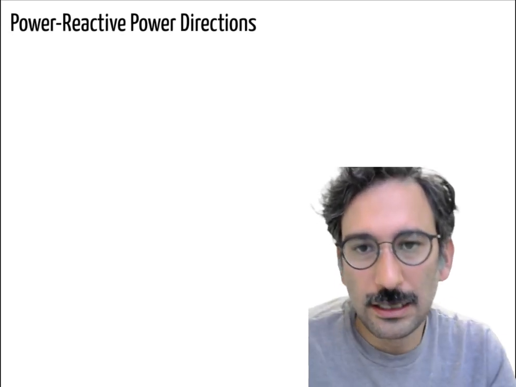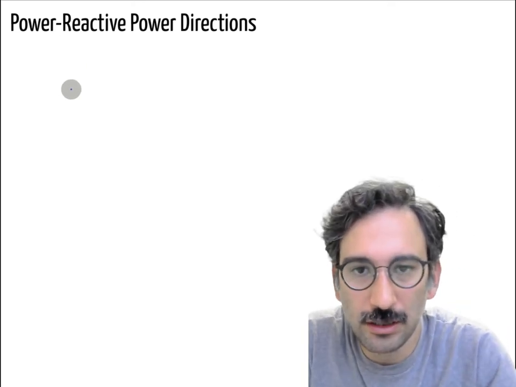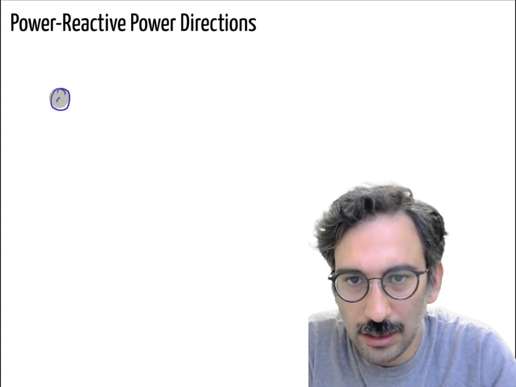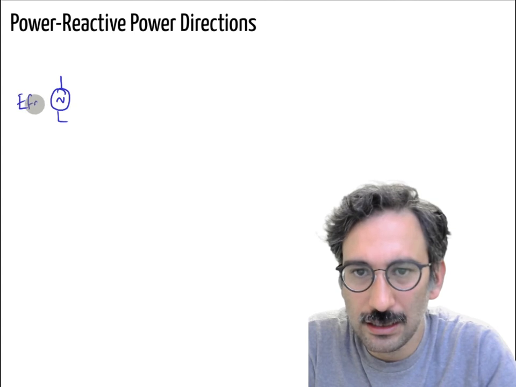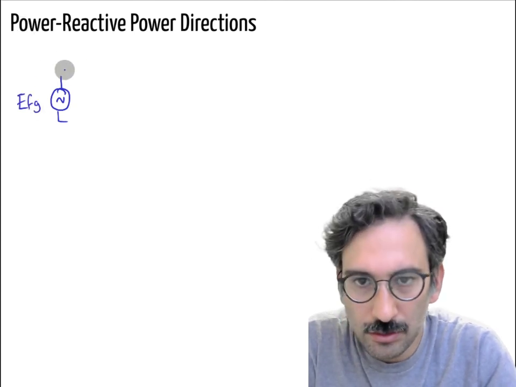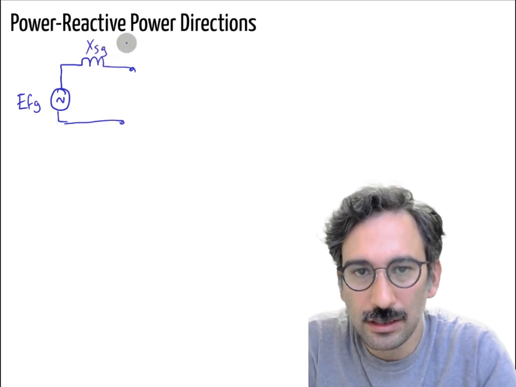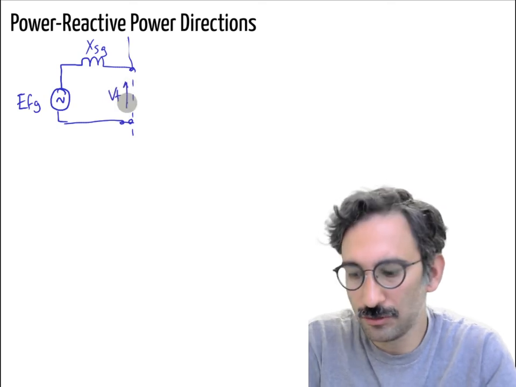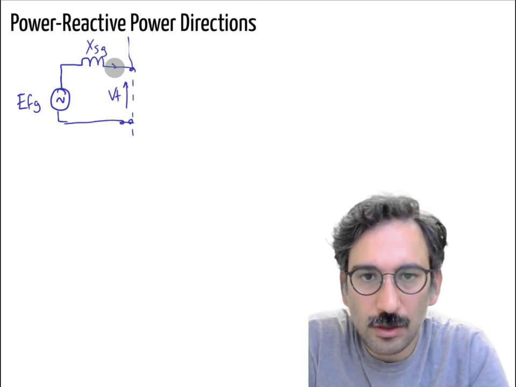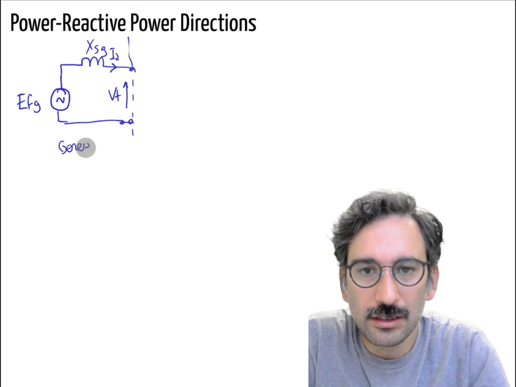So for that, let me draw a simple case like 1 generator is connected to a motor, right? So here we have the generator. I will show the field winding as EF generator, right? So then you have XS generator. So this is our terminal voltage for both the motor and the generator, and then we have IA. So this is the generator side.